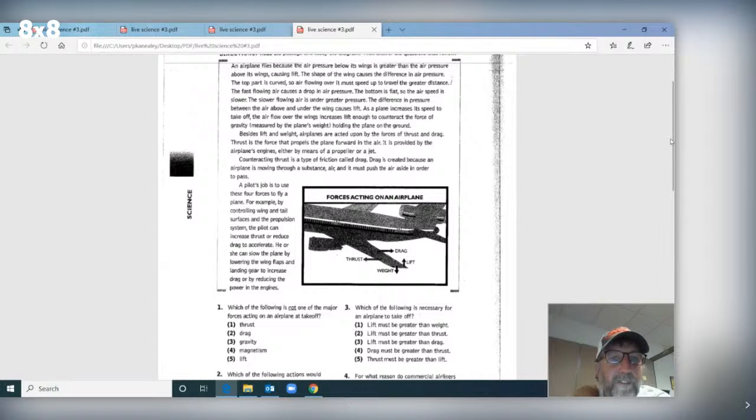It says, besides lift and weight, airplanes are acted upon by forces of thrust and drag. Thrust is a force that propels a plane forward in the air, and it's provided by the airplane's engines, either by propeller or jet. Most of our airplanes are jet propelled now. And it says counteracting thrust is a type of friction called drag. Drag is created because an airplane is moving through the air and it must push the air aside in order to pass.